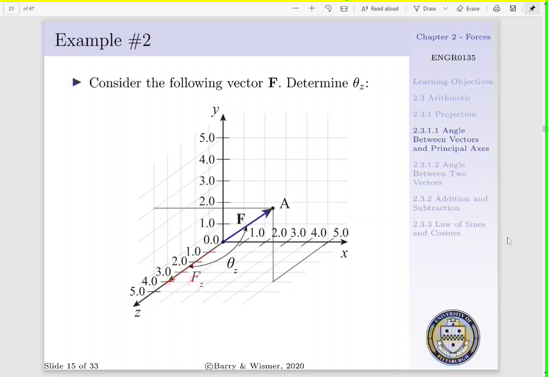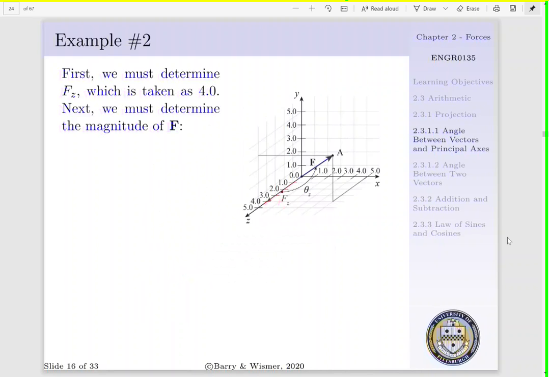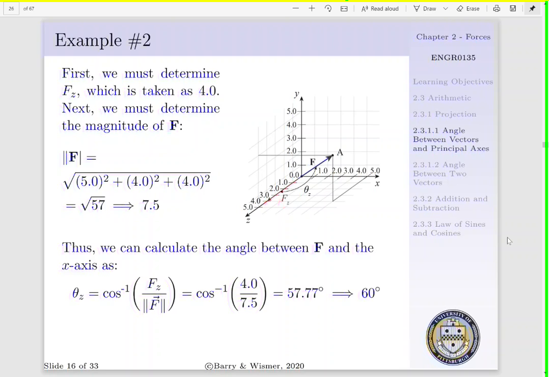Lastly, if we want to determine theta sub z, the angle between our vector f and our z-axis, we'd have to determine f sub z, which is taken as 4.0, and the magnitude of f, which remains unchanged. Therefore, theta sub z is equal to cosine inverse of f sub z per f, which is equal to cosine inverse of 4.0 per 7.5, which, taking into account significant digits, is 60 degrees.